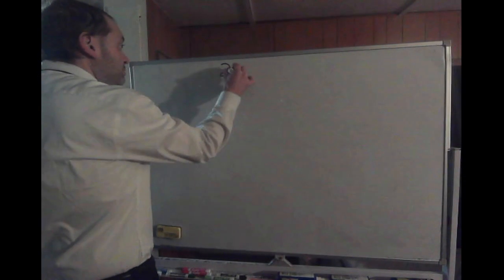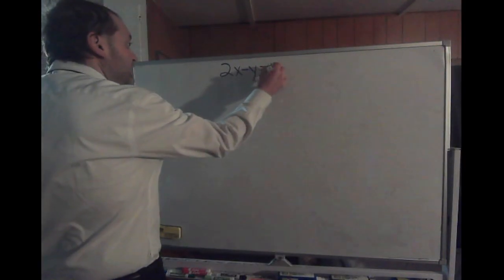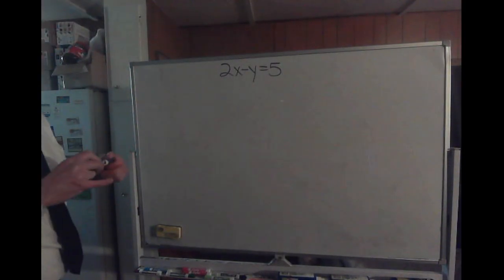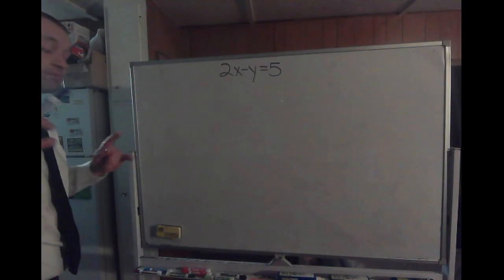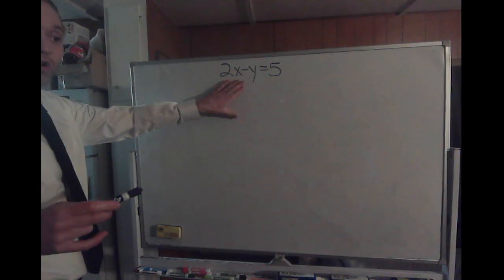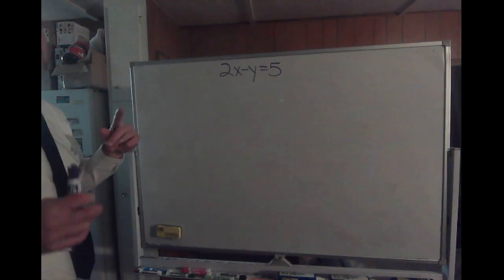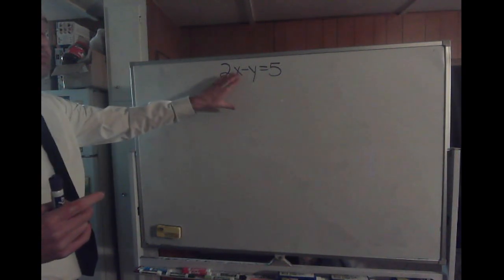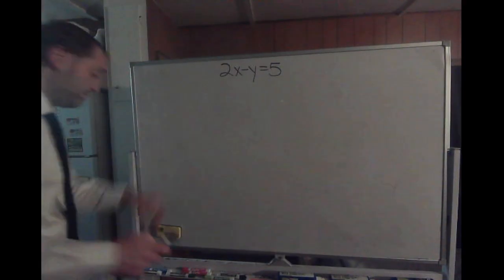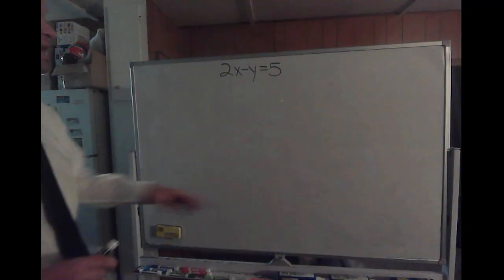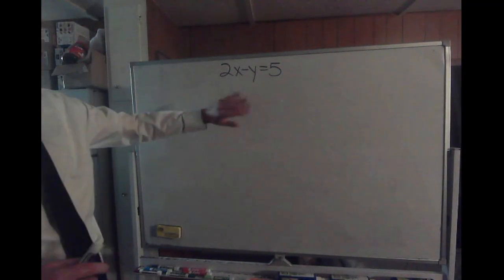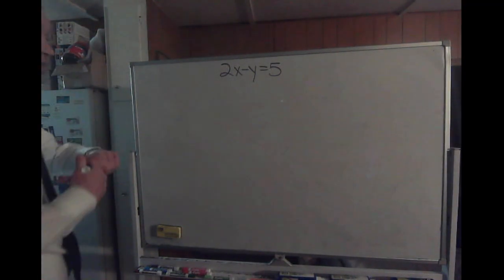Okay, let's say I have 2x minus y equals 5. So I'm given 2x minus y equals 5. Well, I want to convert from standard form. In order to find the slope and y-intercept, I need to convert this from standard form into slope-intercept form. Again, the idea of slope-intercept form is you get y by itself on one side and then the x and constant terms by itself on the other side.